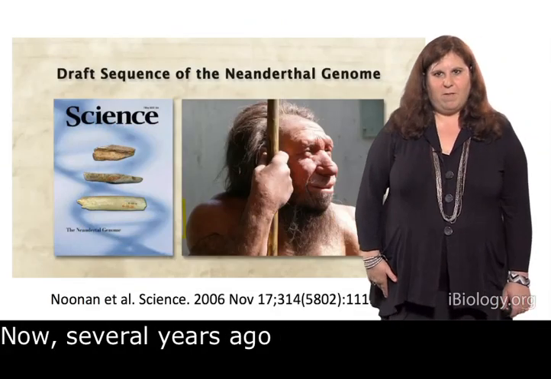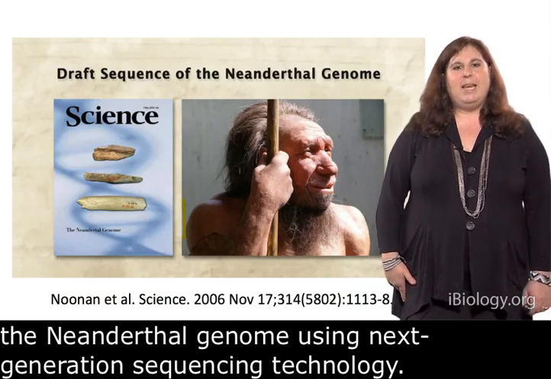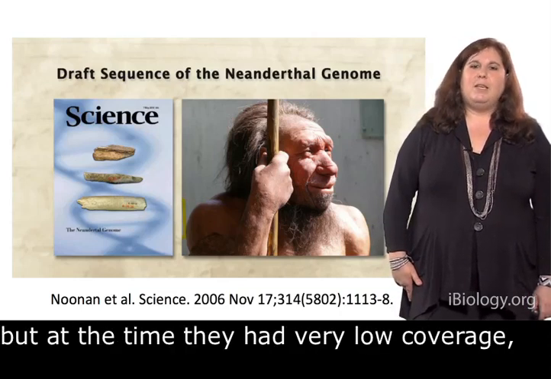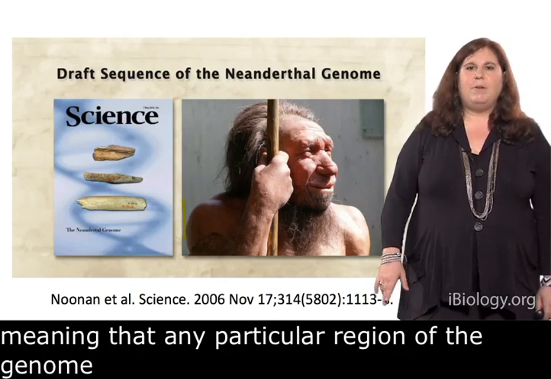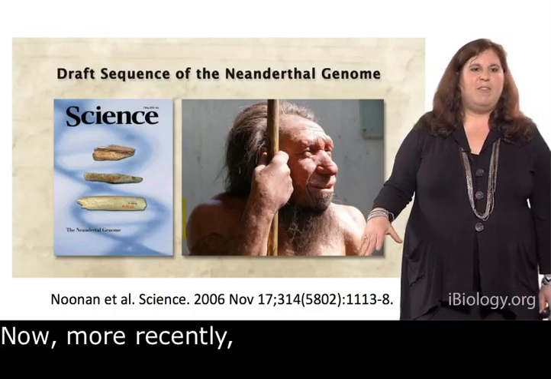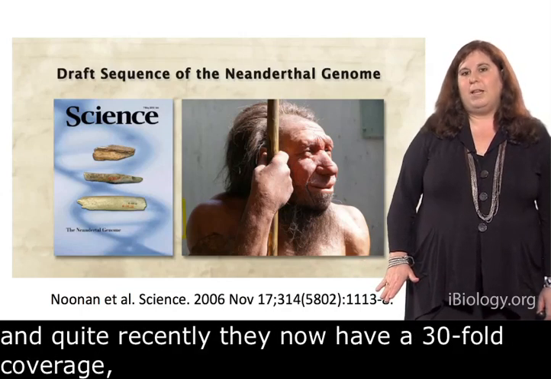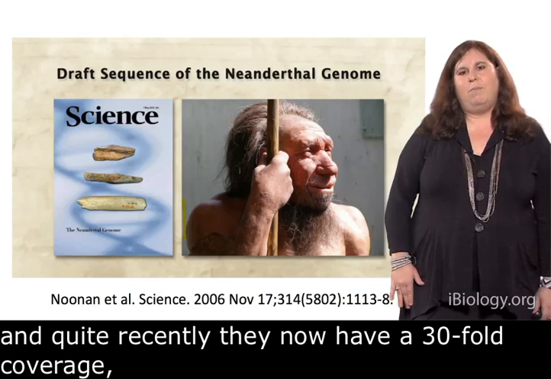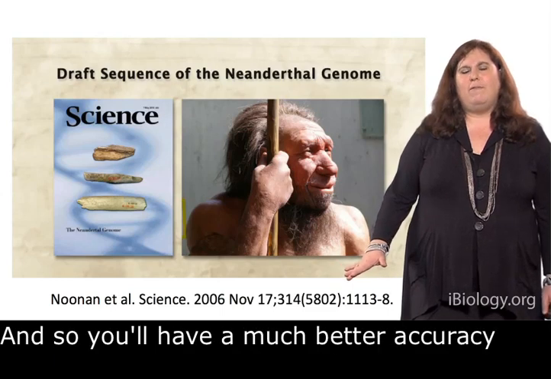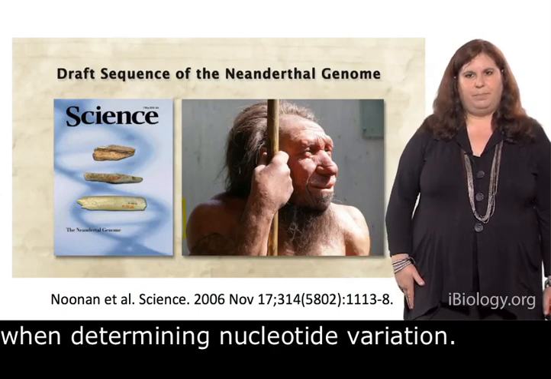Now, several years ago, there was a draft sequence produced of the Neanderthal genome using next-generation sequencing technology. And this was an absolutely amazing feat. But at the time, they had very low coverage, meaning that any particular region of the genome was sequenced only about once or twice. More recently, as the technology has improved, they've gotten much better coverage of the Neanderthal sequence, and quite recently, they now have a 30-fold coverage, meaning that on average, most sites will have been sequenced 30 times. And so you'll have a much better accuracy when determining nucleotide variation.